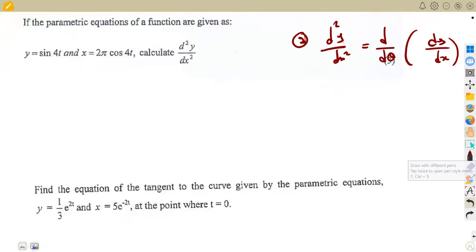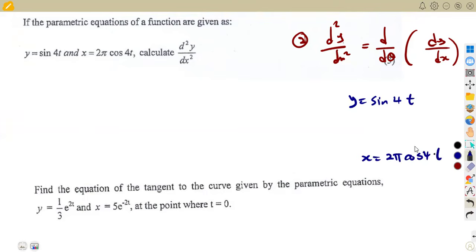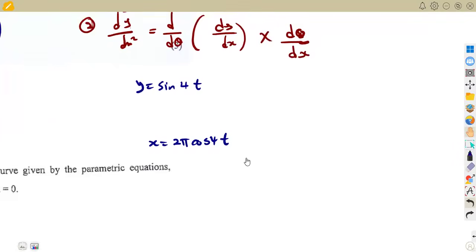Remember here we've got our x. Let's do this. Our y is equal to sine 4t, and our x is 2 pi cos 4t, and we need the second derivative of y with respect to x.